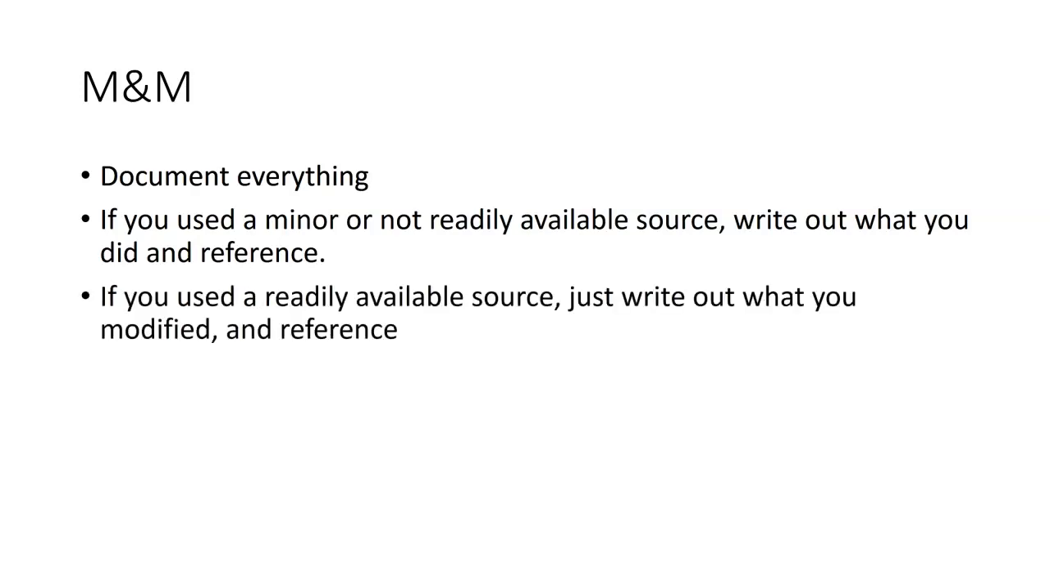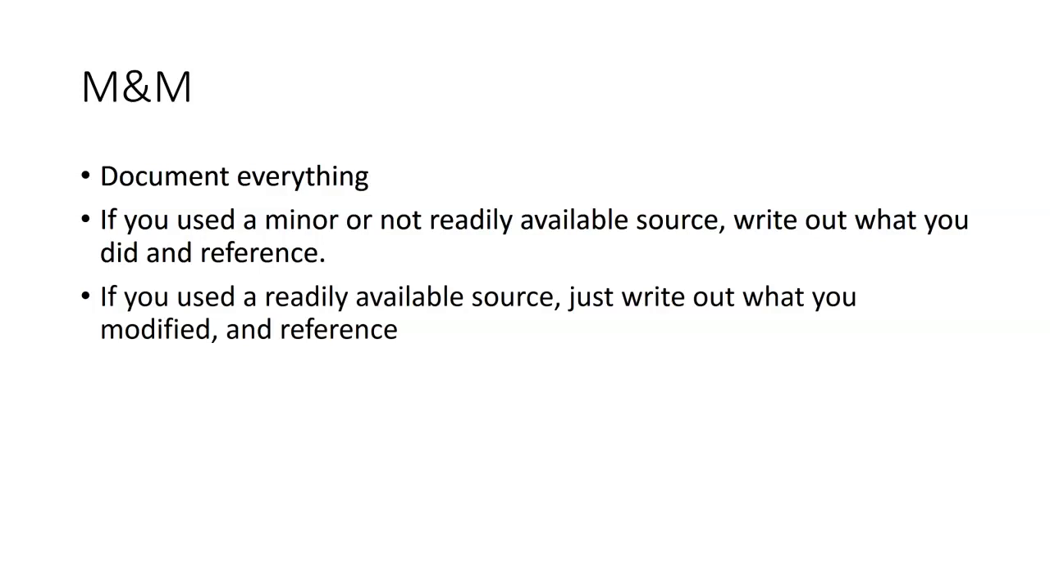If you use a readily available source, just write out what you modified. So if you took Murashige and Skoog's media and you changed the concentration of one of the things, use Murashige and Skoog's media, and what I did was I modified this and I put in this much. And then you reference their media, and that's all you have to do. You don't have to write out all the other things in there because it's very well documented.